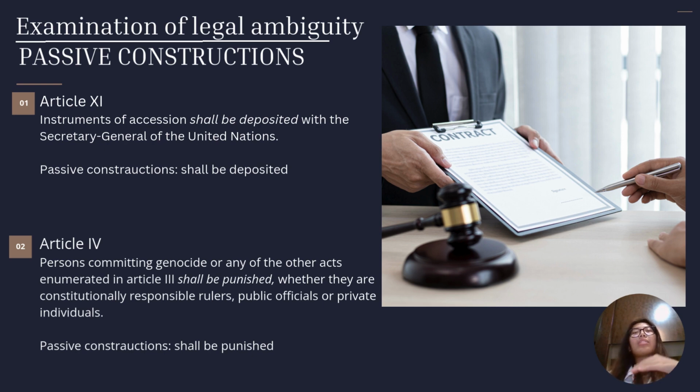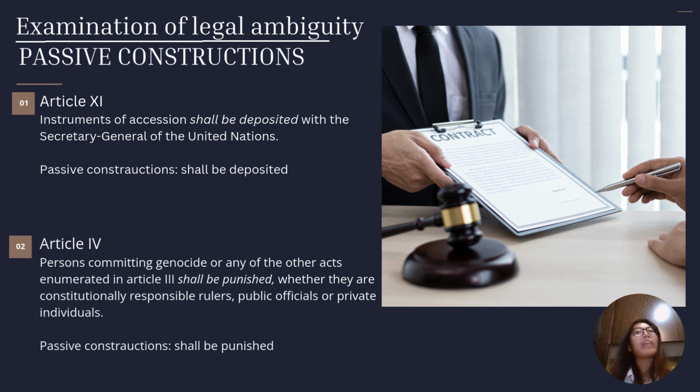So if it's changed into the active voice, the contracting parties shall deposit the instrument of accusation with the Secretary General of the United Nations, which clearly identifies the actor performing the action. So this doesn't reflect the requirement that the article focus on the requirements and obligations rather than the parties involved.